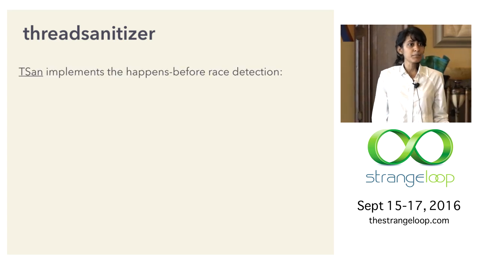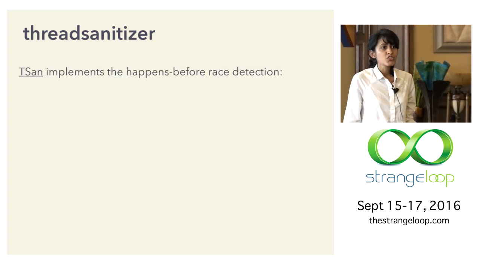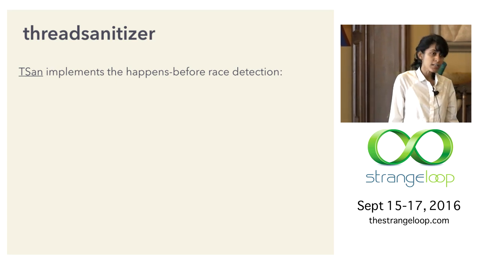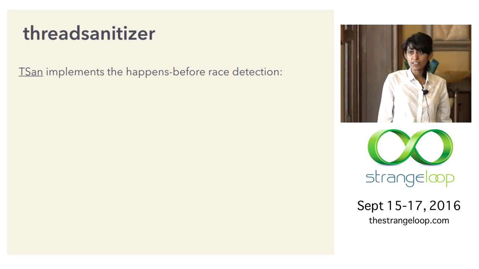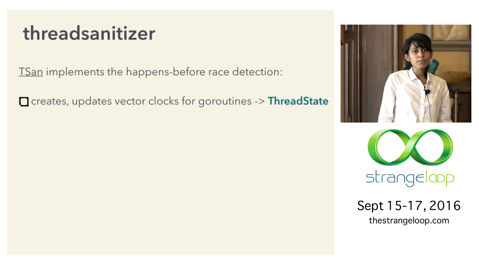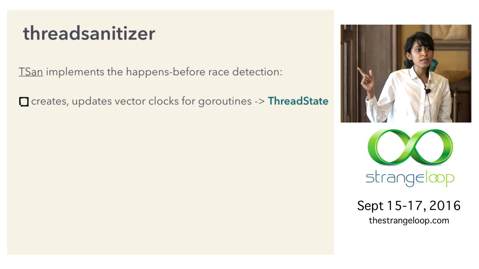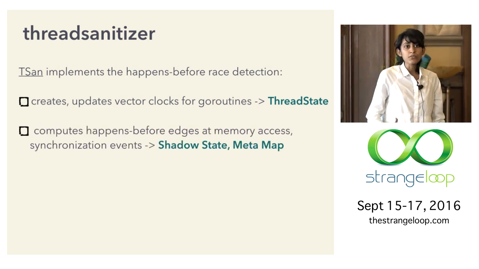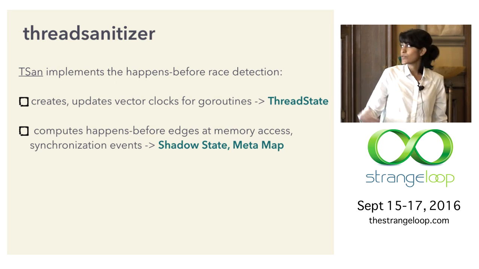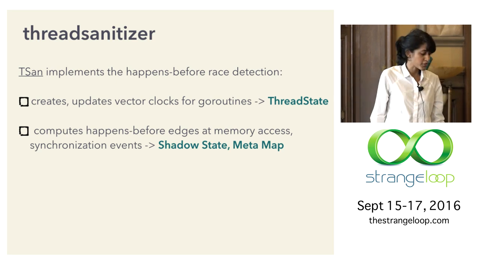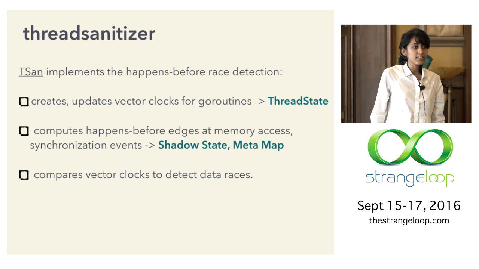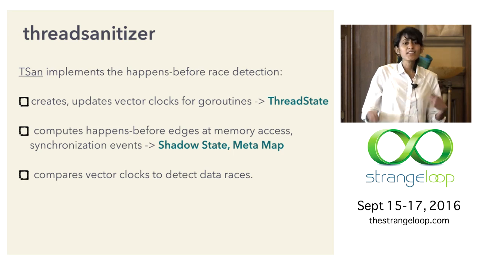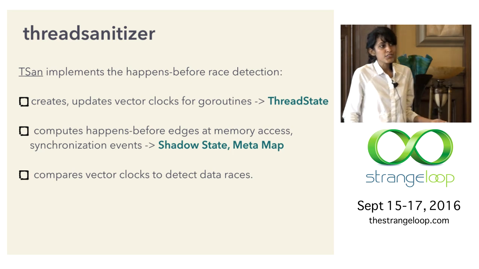Well, TSAN implements the happens before detection. So what does it need to do? If we go back to our checklist, we see that it has to do something with vector clocks, right? And to do this, it uses something called thread state. It needs to compute these happen before edges. And to do that, it uses those two data structures. And finally, it needs to compare vector clocks to detect data races. Rather than talking about the details, let's just look at an example.